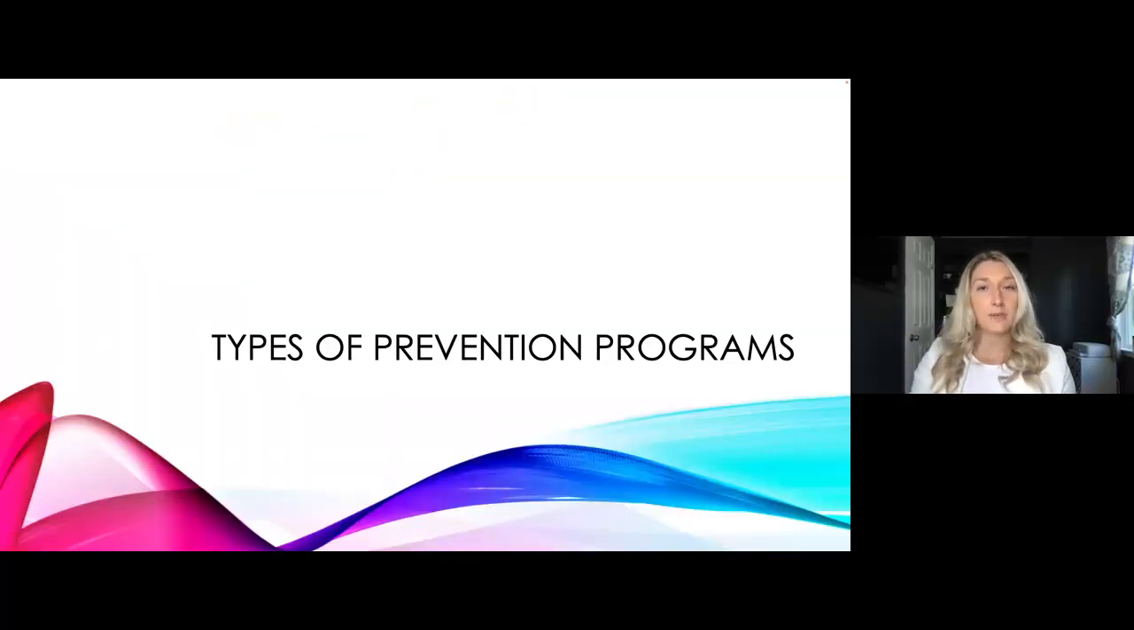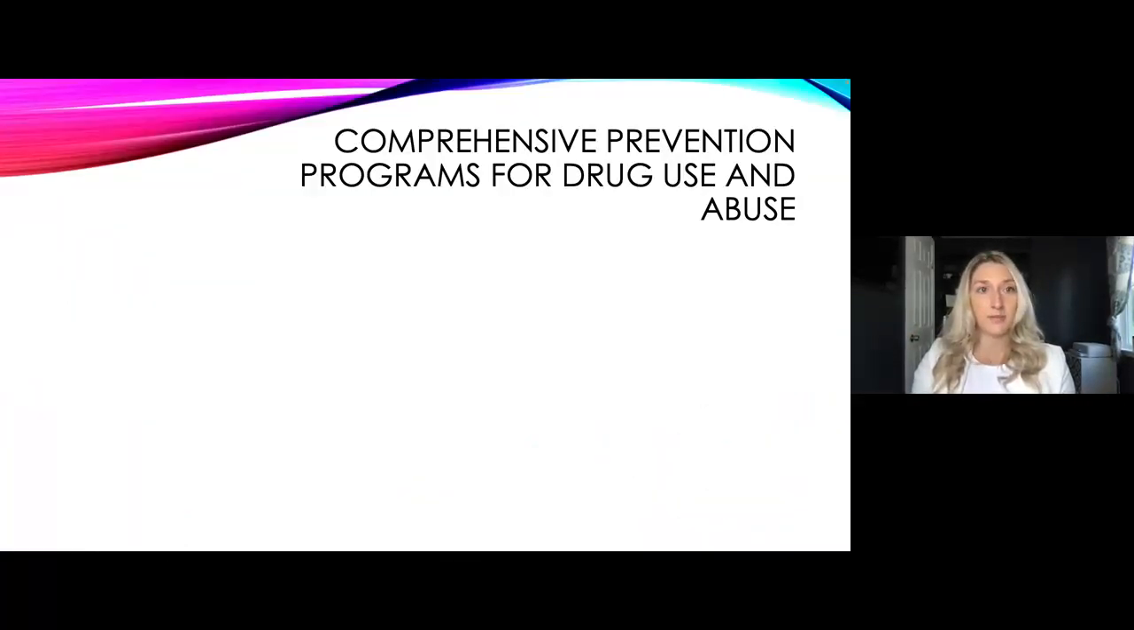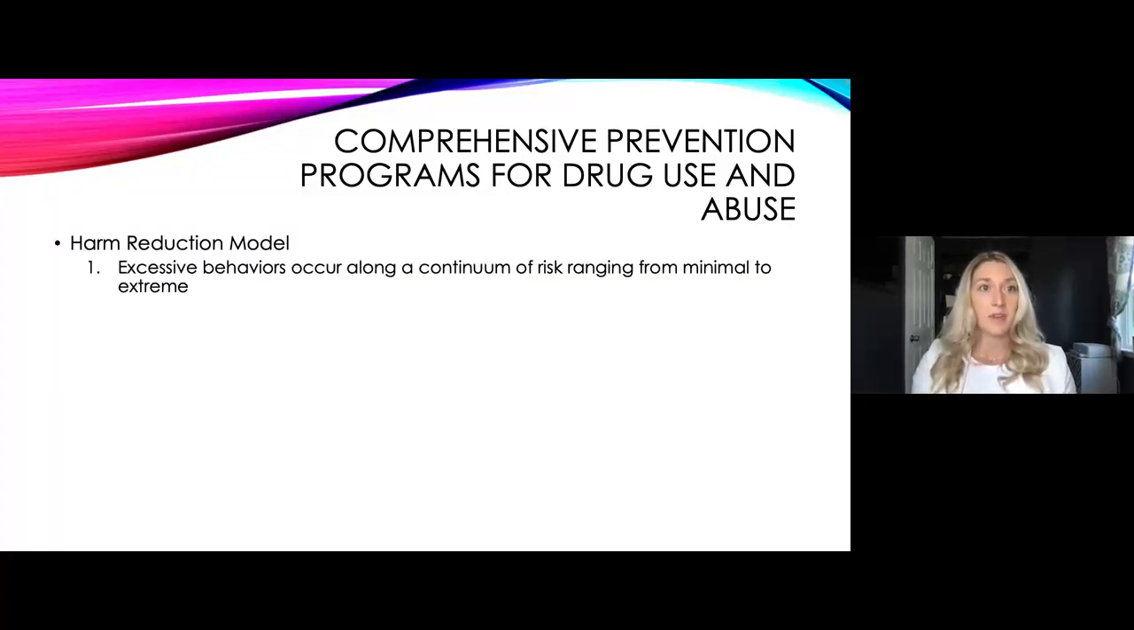So we have a few different types of prevention programs. The first we're going to cover are comprehensive prevention programs. So these are society-wide prevention, and they meet the addict on their own level. So this is the harm reduction model specifically. The harm reduction model is going to focus on understanding that excessive behaviors occur along a continuum of risk, ranging from minimal to extreme, right?